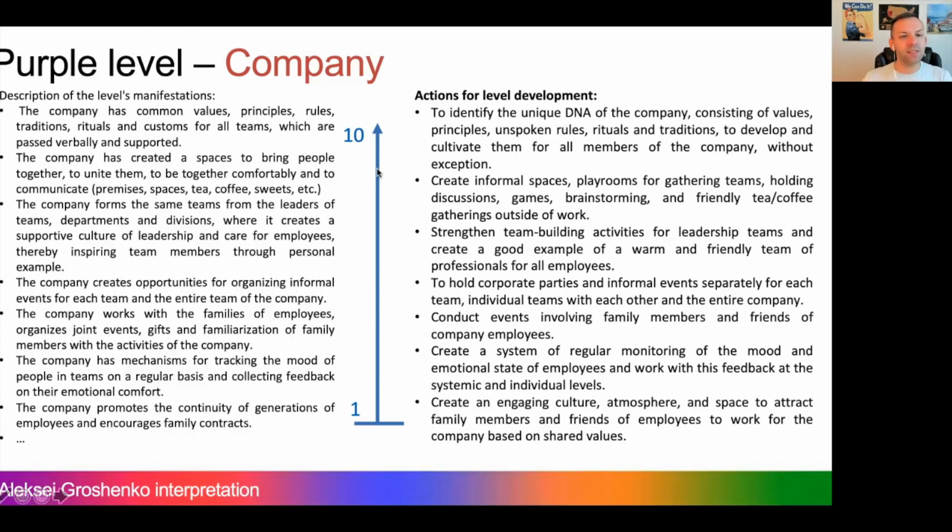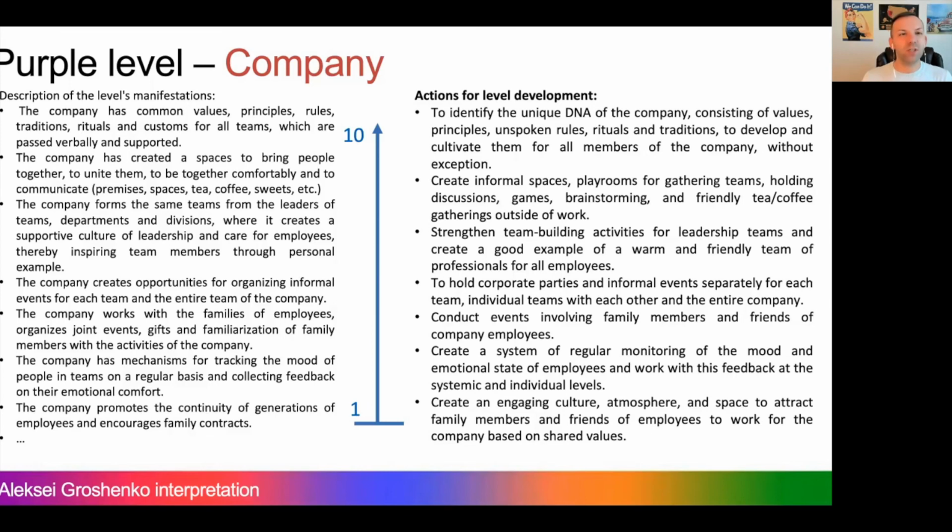So please assess your company from 1 to 10. Ask yourself what you can improve to be at 10 if you're not yet there, and what actions can help the company develop the purple level. To identify the unique DNA, just pretend that the company has a DNA on the purple level, consisting of values, principles, unspoken rules, rituals, and traditions, to develop and cultivate them for all members of the company without exceptions. So every person in the company, top managers, leaders, regardless of their status in the company, follows these common things.